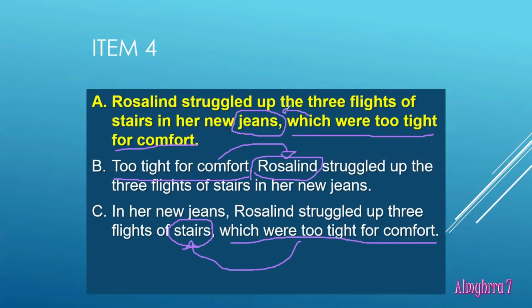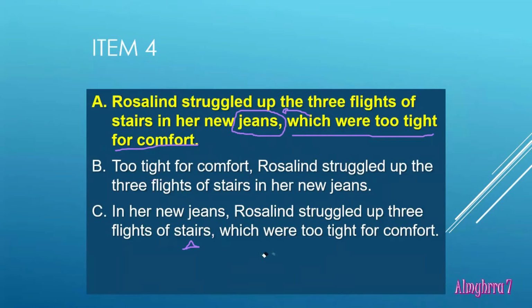So in short, this is the word modified. Now, if you try to analyze which were too tight for comfort, does it refer to stairs? No. Therefore, this one is wrong. How about letter B? Does it refer to Rosalind? No. That's why letter A is correct, because for which were too tight for comfort, the word modified is jeans.